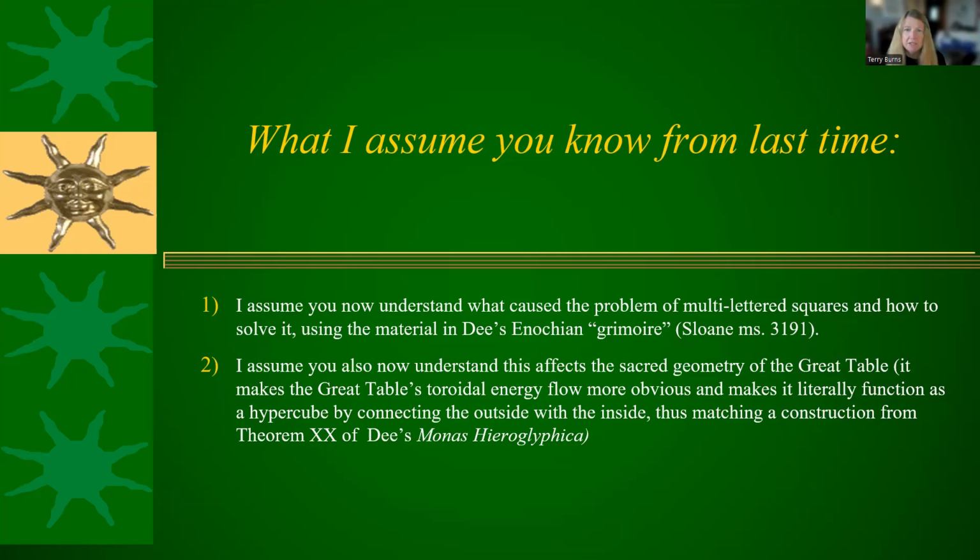It's fascinating, and since Dee's mind is going to affect what comes through here, and Kelley's mind, of course, too, since he's scrying it, we can assume that Kelley knows the Monas Hieroglyphica also, and that this is matching in a certain way what's going on in Theorem 20 in the Monas Hieroglyphica, written two decades before.